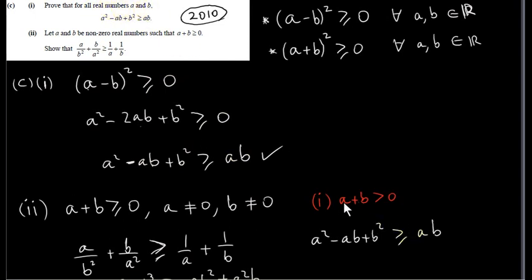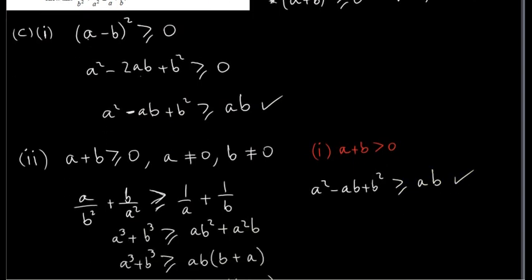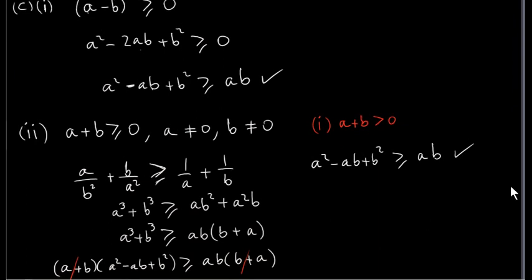So it doesn't matter whether a and b are greater than 0 or not. So this is true from part 1. So now we have to look at the second case where we can't divide both sides by a plus b. That is a situation where a plus b equals 0.